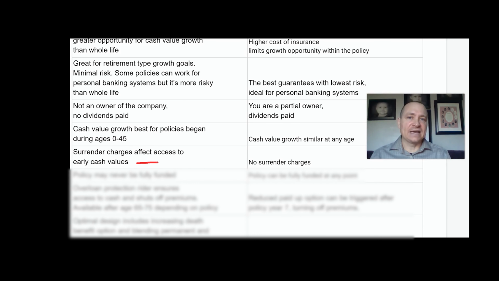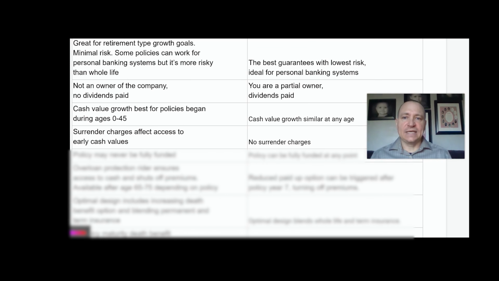I do have access to enough cash value, still well over 85% once I get into the second year, even with those surrender charges. So as long as you know what you're getting into and you know what to expect, it's not really a big deal, but you need to be aware of it. This is a difference between IULs and whole life. Whole life insurance has no surrender charges. Your cash value is going to be whatever your cash value is going to be.